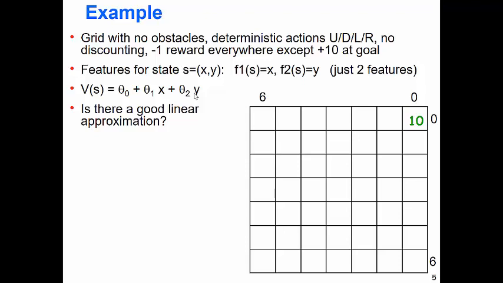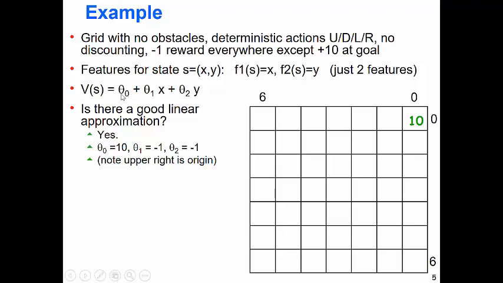Theta 0 equal to 10, and theta 1 equals the x coordinate, theta 2 equals the y coordinate. Well, we've got x and y as our features. And so we need to set theta 1 to negative 1, negative 1, right? Exactly. So 10, negative 1, negative 1.